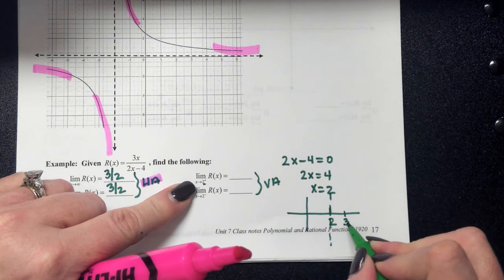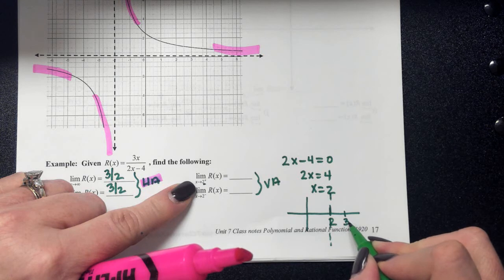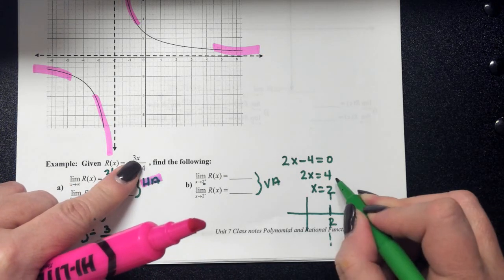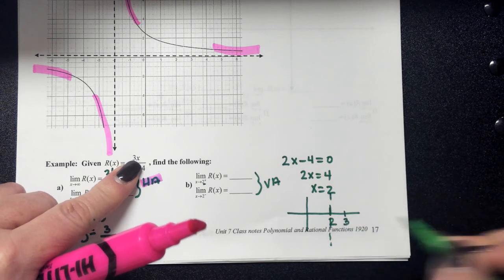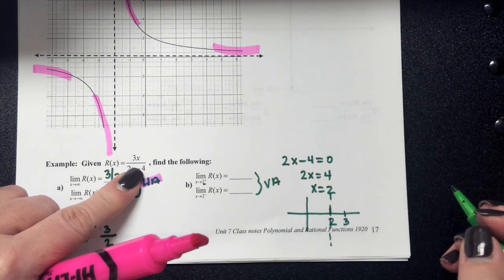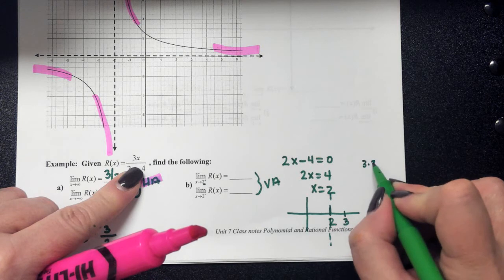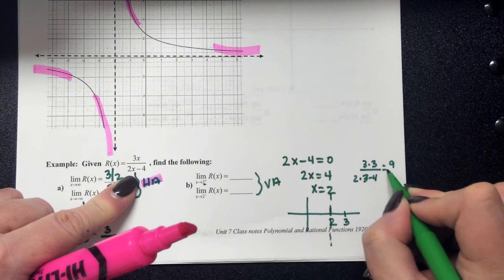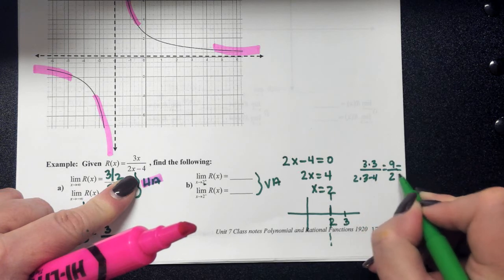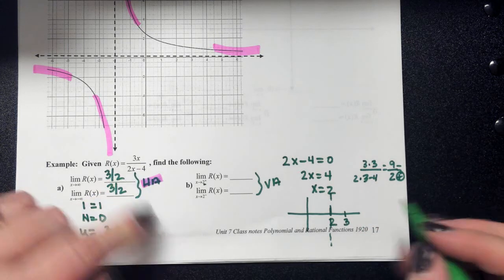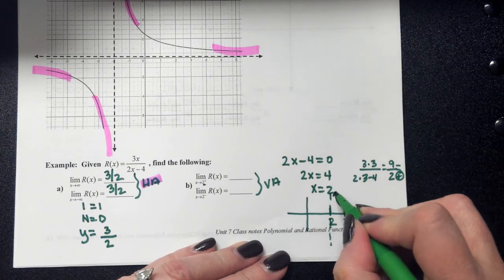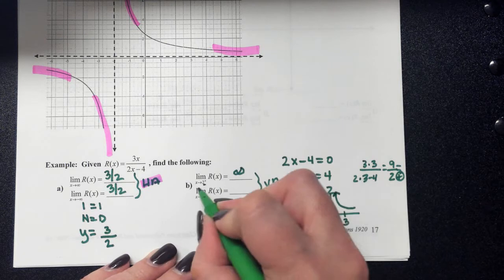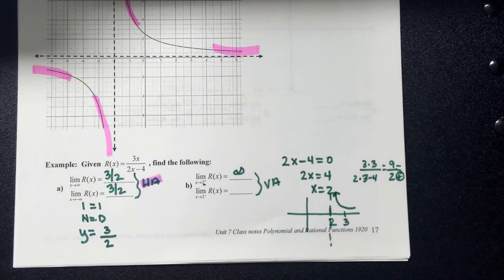Remember, this is asking about x value slightly larger than 2. So I'm going to pick an x value slightly larger than 2, which is 3. And I'm going to plug it in. If it's a positive number, I know it's going towards positive infinity. If it's a negative number, I know it's going down towards negative infinity. So I plug in 3, 3 times 3 over 2 times 3 minus 4. That gives me 9 over 6 minus 4, which is 2. That's a positive number. So then to the right of 2, I know this graph has to be going towards positive infinity. So I would say the limit as x approaches 2 from the right is infinity.